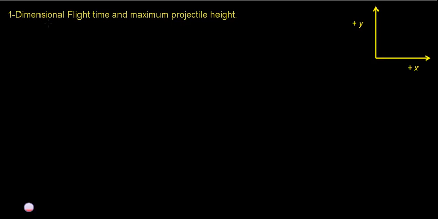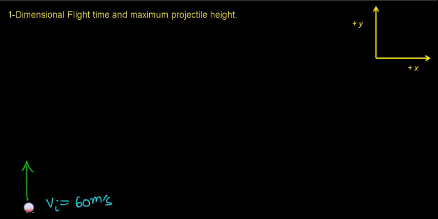In this video, we're going to try to figure out the one-dimensional flight time and the maximum height a projectile reaches when it's launched straight up into the air. So this is going to be the coordinate system that we're looking at, and we're going to consider a projectile that is launched straight up into the air. And we're going to give this projectile an initial velocity of 60 meters per second.